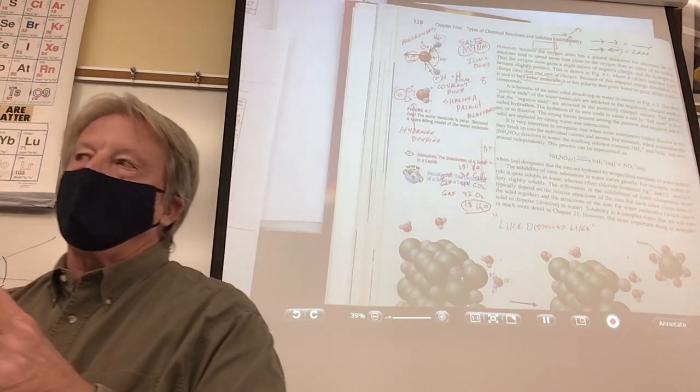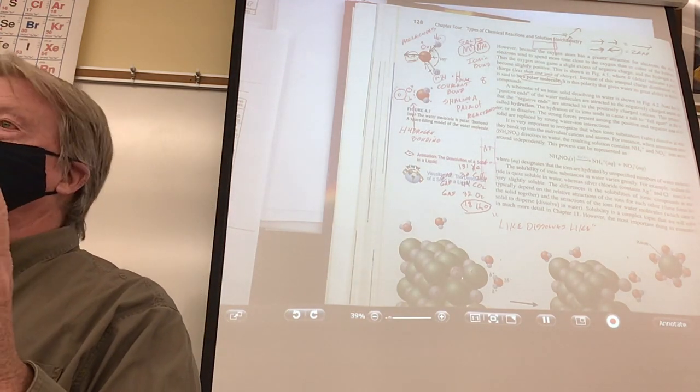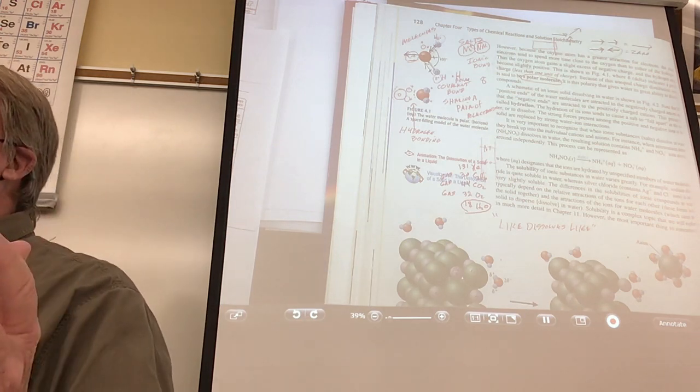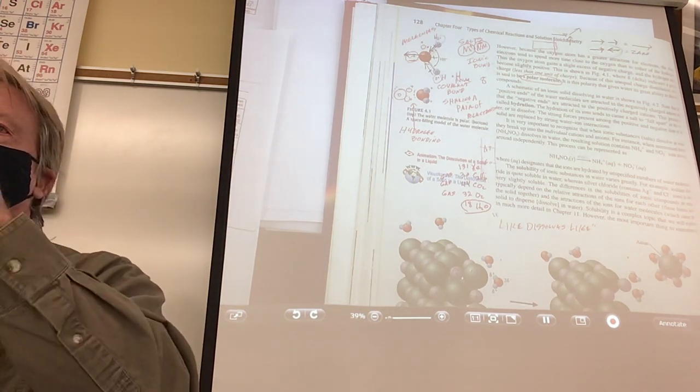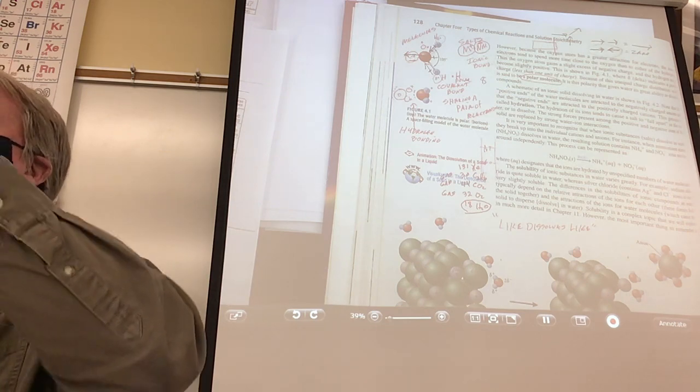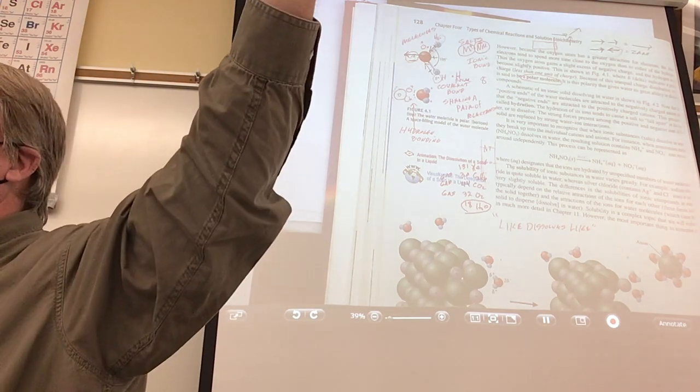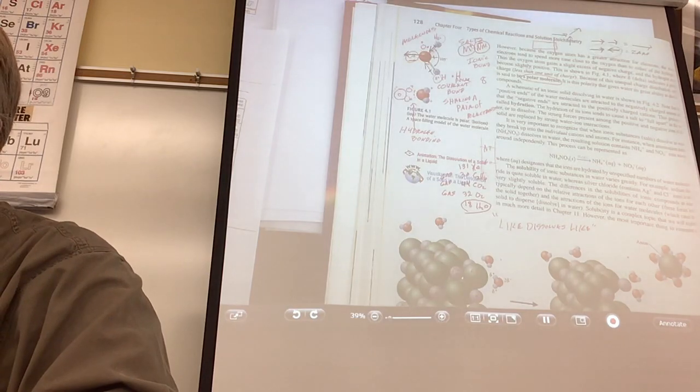And water, over a long range of temperatures, can be a liquid, can't it? 0 all the way to 100, that's pretty good. But once it gets to 100, it breaks some of the hydrogen bonds more and more, and then it's free to boil like that. Well, let's go down here and look at this picture.